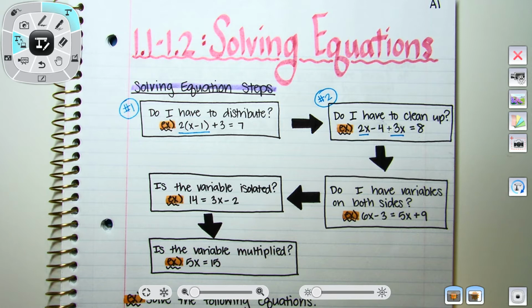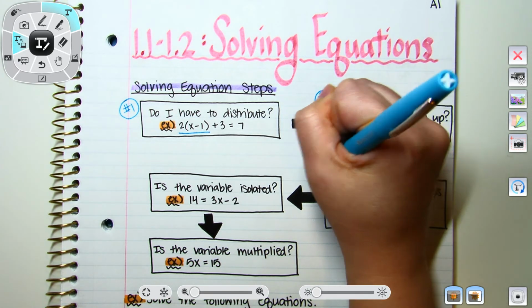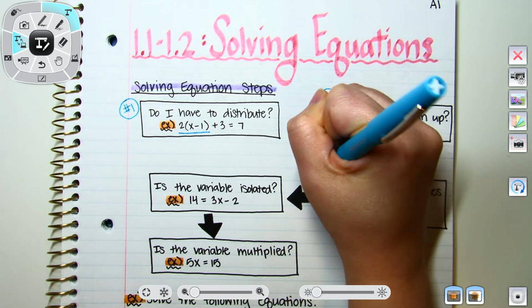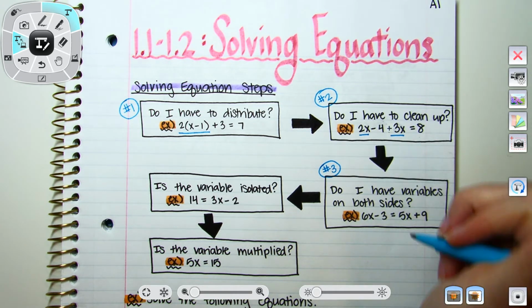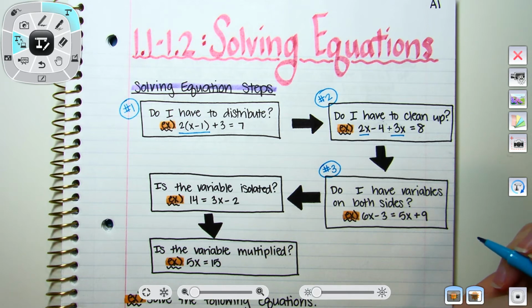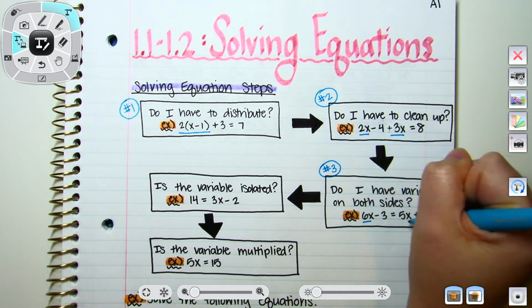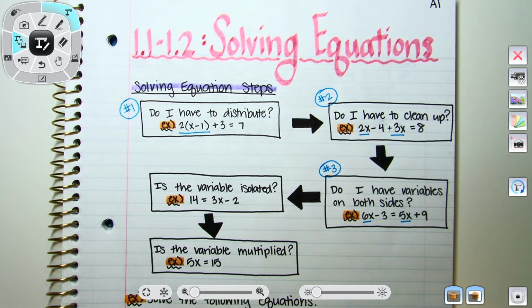All right, if we follow the next arrow down here to number 3, do I have variables on both sides? Now the goal is always to get your variables on the same side together. And I always recommend moving your variable first, because that's what's going to end up showing you if you're going to have a special case. So I would move either the 5x over to the left side or move the 6x over to the right side. But you want to get both of your x values on the same side together.